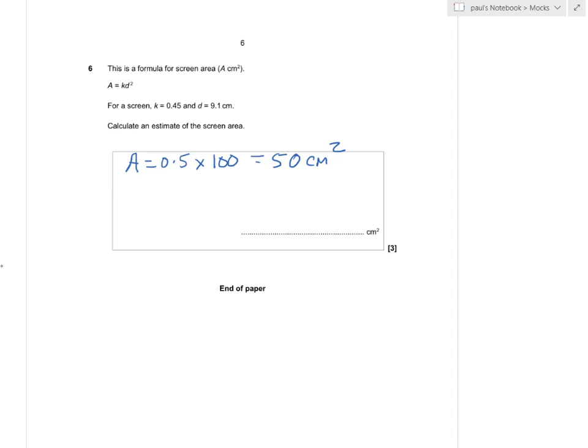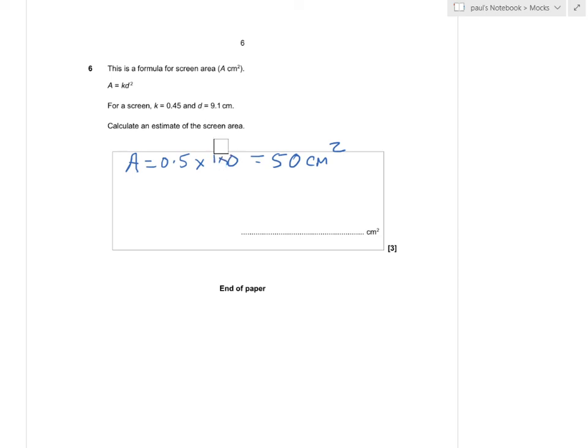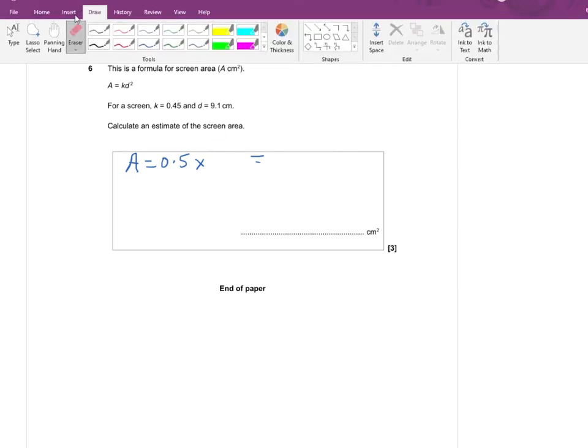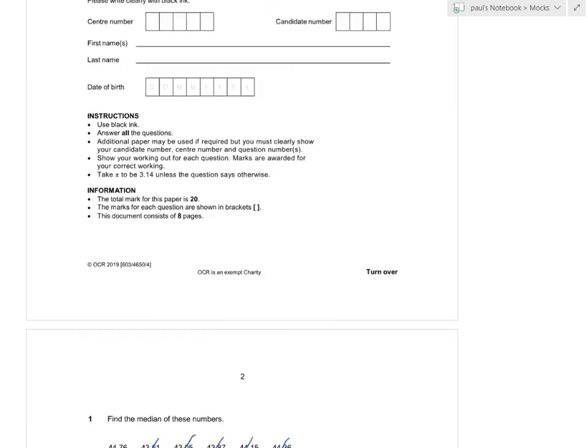I've gone a bit too big there, haven't I think. Because it's 9.1. I've rounded that up to 10, I should have rounded it down to, say, 9. 9 squared is 81. So half of 81 is 40.5. I think that's more sensible. 40.5. Okay, that's the end of that lovely little paper.